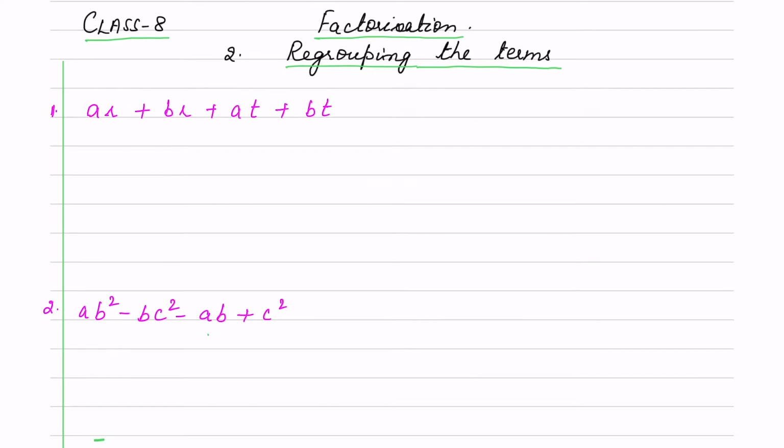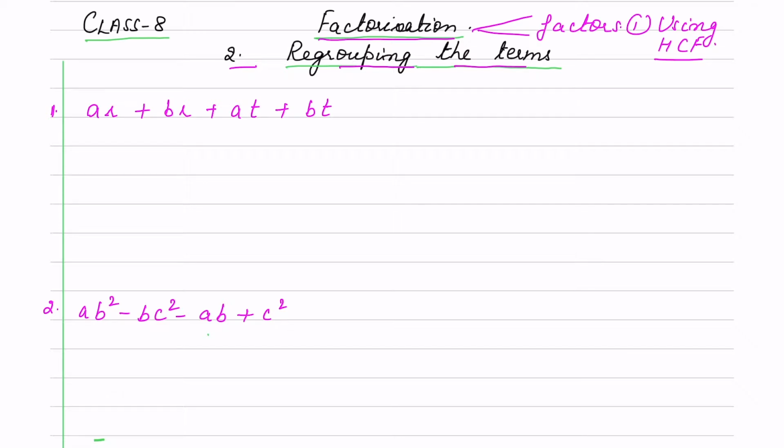Hello children. Now factorization, as we have discussed, means that we break into factors, and there are four methods to find out factorization. We have done the first method, that is using the highest common factor, the HCF method. We take the common factor.